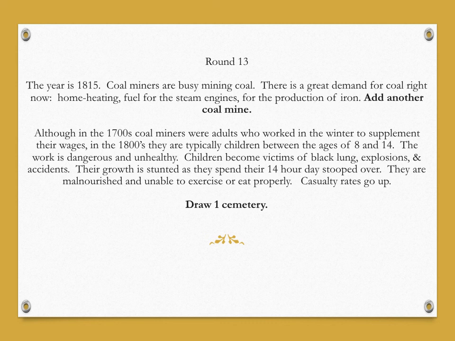Although in the 1700s, coal miners were adults who worked in the winter to supplement their wages, so they were farmers during the farming season and then worked in the coal mine in the winters. In the 1800s, the people who work the coal mines are typically children between the ages of 8 and 14. The work of the coal mine is dangerous and unhealthy. Children become victims of black lung, explosions, and accidents. Their growth is stunted as they spend 14 hours of their day stooped over in the mines. They are malnourished and unable to exercise or eat properly.